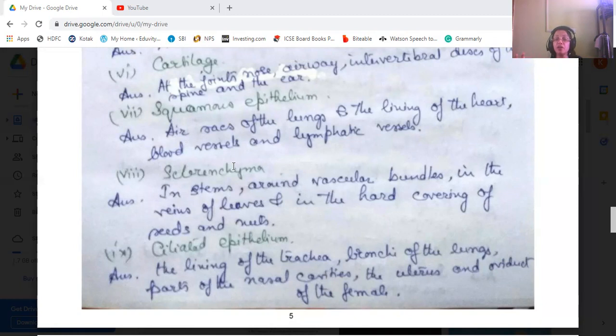Okay. Then ciliated epithelium, they're found in the lining of the trachea, the bronchi of the lungs, that is bronchus, which are present in the lungs. Then part of the nasal cavities, then the uterus and the oviduct of the female, the ciliated epithelium is present. Okay. So that they can flow the substances which are flowing in one direction.